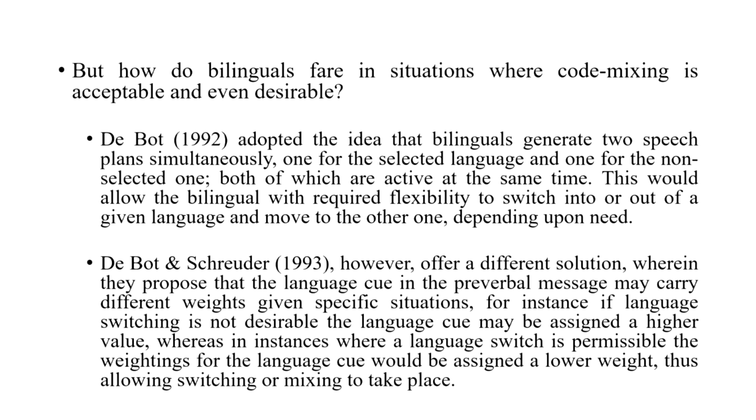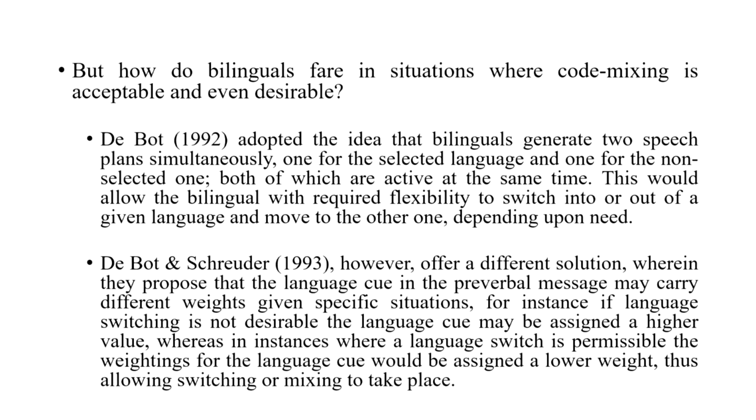Now, Debord and Schroeder later offered a different solution, wherein they proposed that the language cue in the pre-verbal message may carry different weights given different specific situations. For instance, if language switching is not desirable in a given situation, then the language cue may be assigned a higher value, following which the individual will not have access to tokens from the other language. In instances where language switching is permissible, the language cue would be assigned a lower weight, and thus it would allow switching or mixing to take place more flexibly.